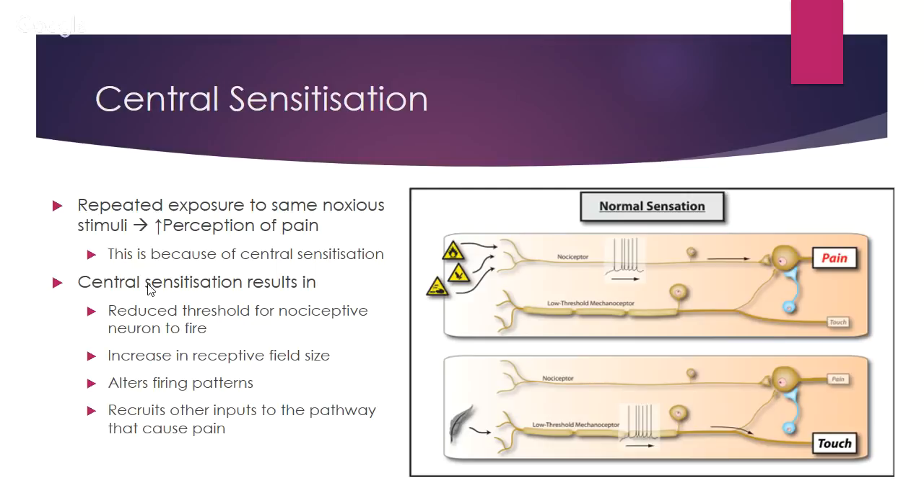Central sensitization is just pretty much becoming more sensitive to stimuli the more pain you experience. And that's the reduced threshold for the nociceptive neuron to fire, an increase in the receptive field size for that thing, and also alters firing patterns and recruits other inputs into the pathway. So something that normally doesn't cause pain might cause pain after a bit of central sensitization. And this happens with things like postherpetic neuralgia.